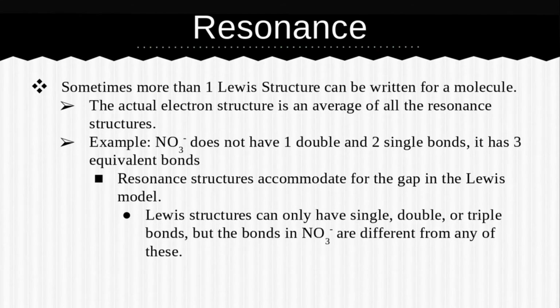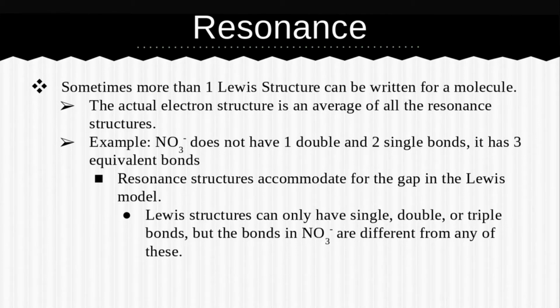So for example, NO3 minus is a molecule that has some resonance structures. And in the structure, when you draw one of them, it has one double bond and two single bonds. But in real life, it actually has three equivalent bonds. Those electrons, we call them delocalized. They're able to move from one bond to another. And we'll talk a little bit more about that in some subsequent lessons.